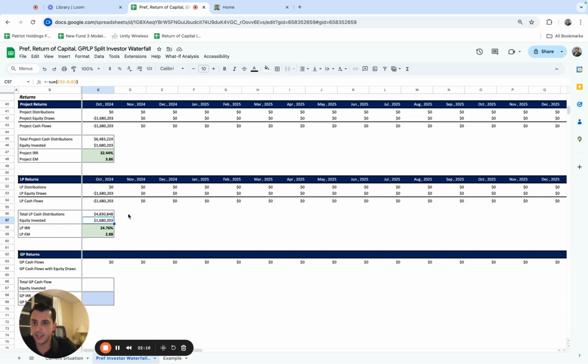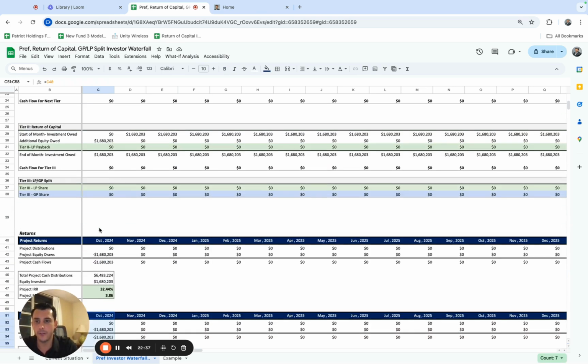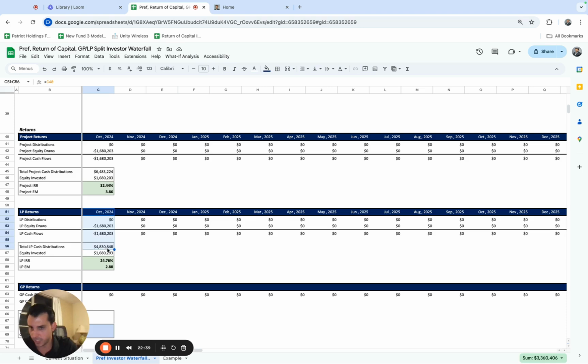So what this is saying is that on the project level, there was 6.48 million in project distributions, but the LP is getting about 4.8 million of those. The project level IRR was 32%. The LP, the investor, is going to make a 24% IRR. Okay, so you can see how the waterfall that we just built really starts to impact these returns.